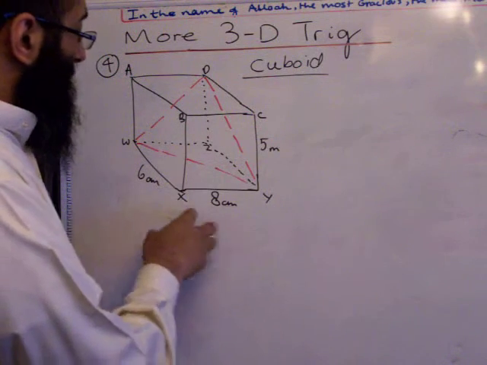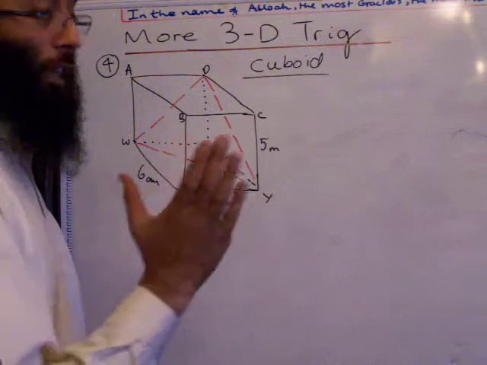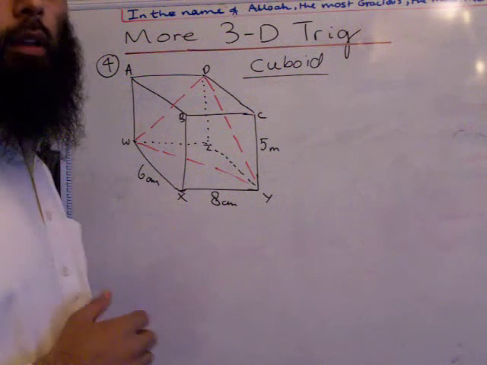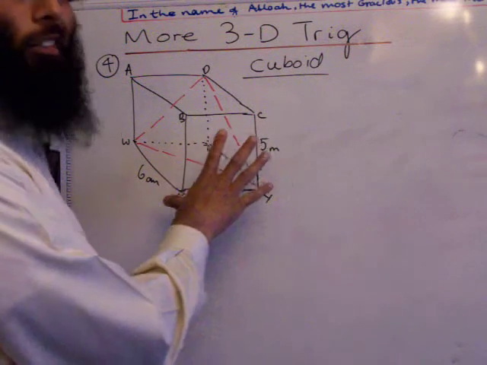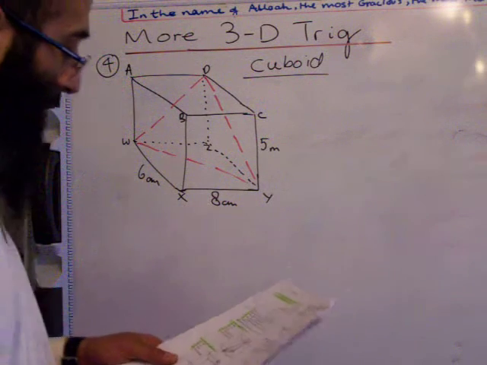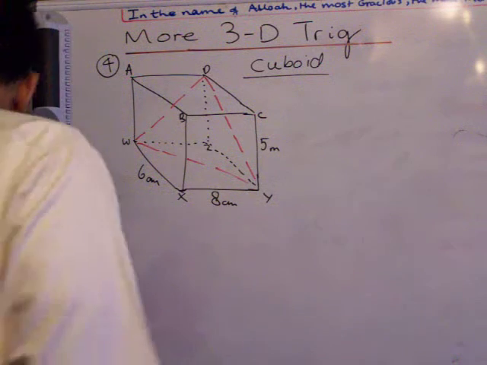A prism. Okay, so we have 8 by 5. That is our rectangle at the front, and that's been pushed all the way back by a distance of 6 centimeters. That's why it's called a cuboid. So cuboid is based on a rectangle in 3D. Okay, now the first question says we need to work out WY.